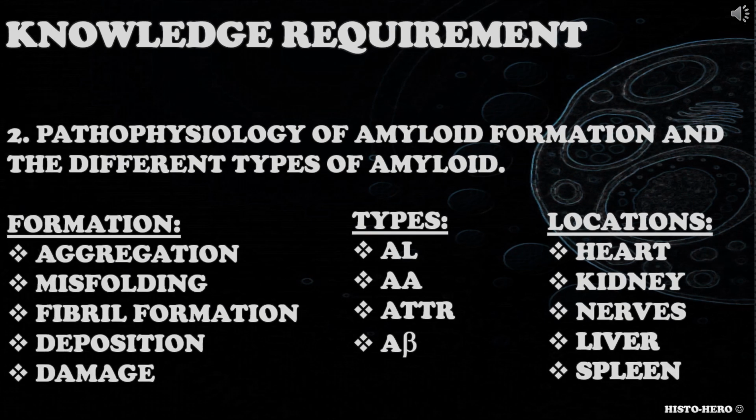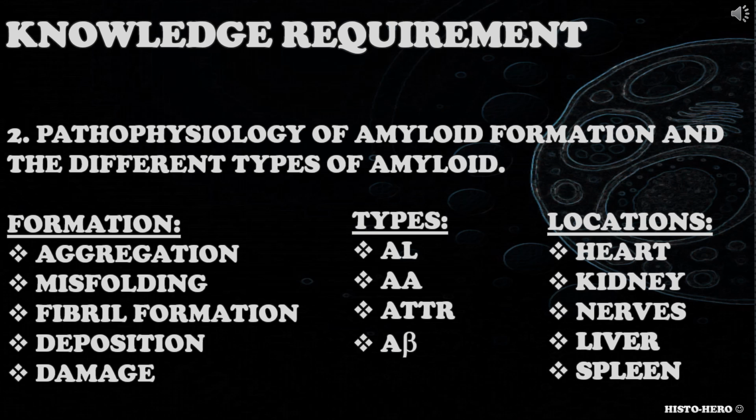The second knowledge requirement is for you to know the pathophysiology of amyloid formation and the different types of amyloid. What is amyloid and how is it formed? Can you name different types of amyloid and how do they arise? What demonstration method would you use to demonstrate amyloid?